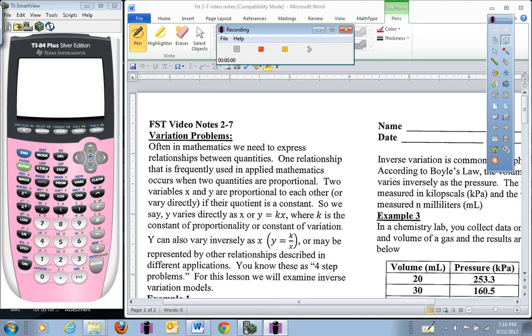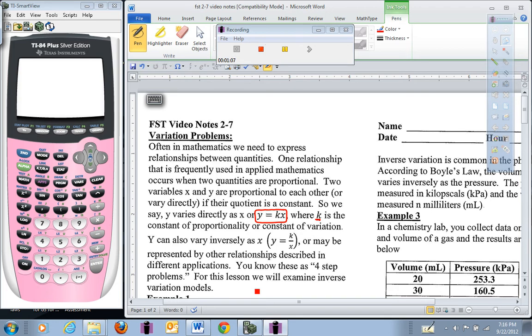Often in mathematics, we need to express relationships between quantities. One relationship that is frequently used in applied mathematics occurs when two quantities are proportional. The two variables x and y are proportional to each other or vary directly if their quotient is a constant. So we say y varies directly as x, or we use this equation y equals k times x. That should be familiar to you because you did a great big long unit about variation in Algebra 2, where k is the constant of proportionality or the constant of variation. So remember, k is that constant of variation.